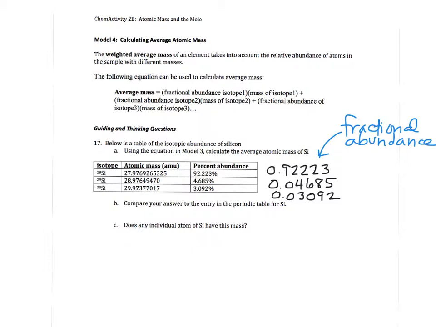Okay, so what you can see now is that we have the fractional abundance for each of the 3 isotopes. How did I get from percentage to fractional? I just divided each number by 100. The other thing to notice is that the percent abundance adds up to 100, so these are all the isotopes that exist for silicon, and the fractional abundance adds up to 1. As long as you're dealing with all the isotopes, your fractional abundances should add up to 1.